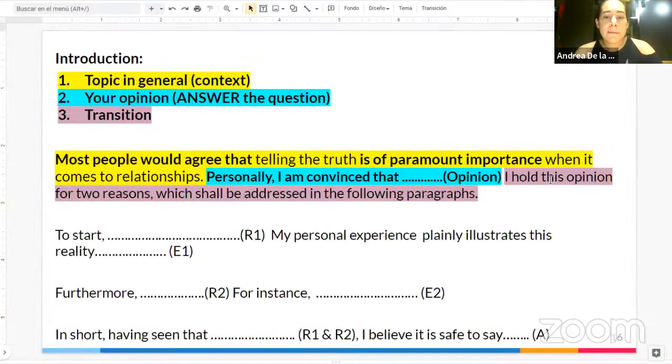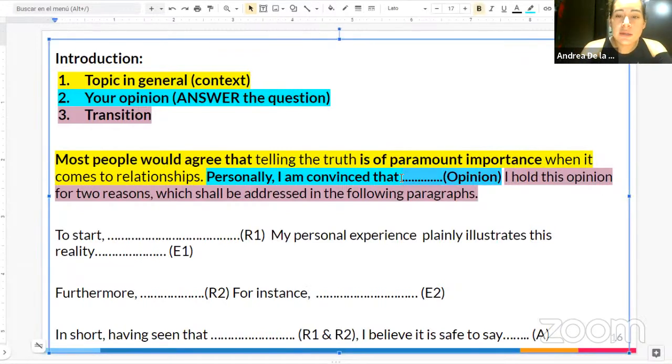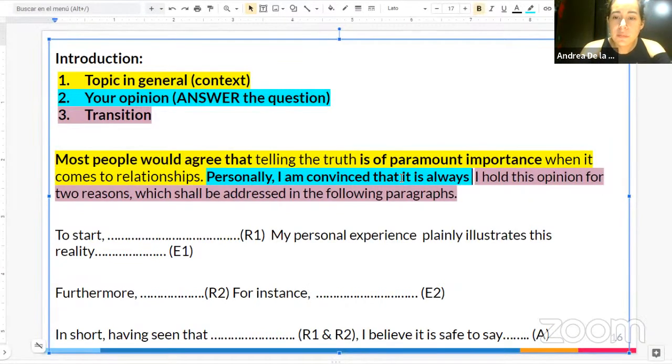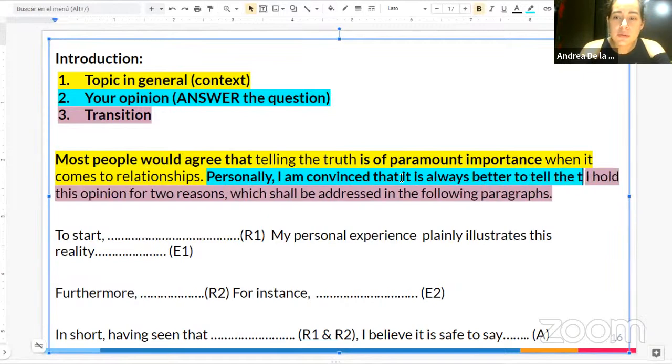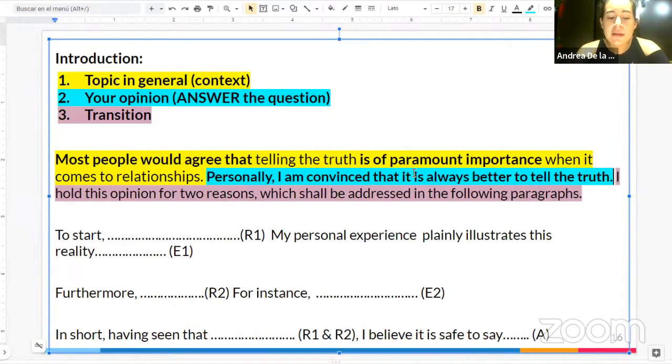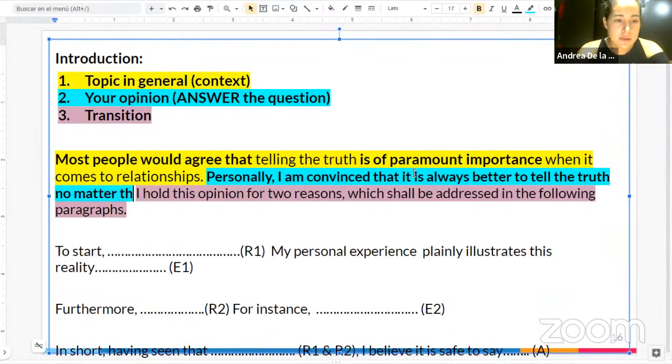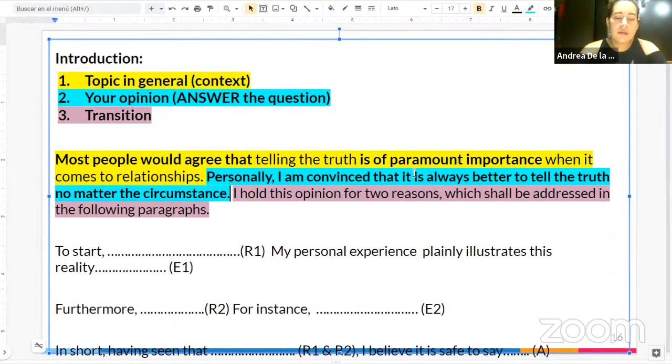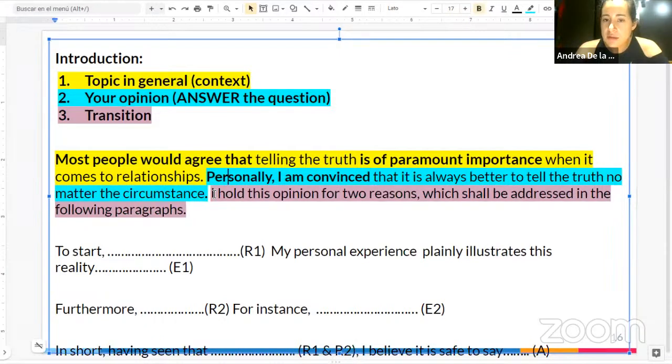So I'm gonna say, personally, I am convinced that, and here my opinion: it is always better to tell the truth. That's it, right? Maybe we can add no matter the circumstance. Right, so we're adding something to reinforce the idea, sin importar la ocasión. Right? Any questions about this second sentence? No? Is it okay so far?